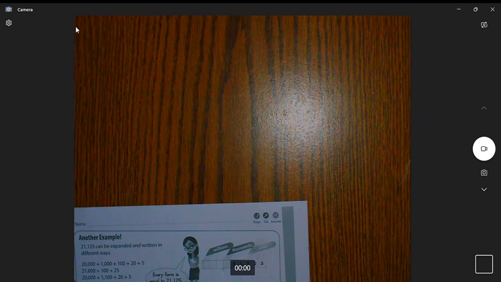Hello and welcome back. Today we're going to work on place value. In place value, numbers are called digits. Until it has an assigned value, it is called a digit.